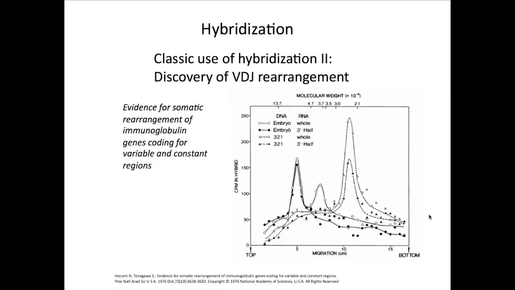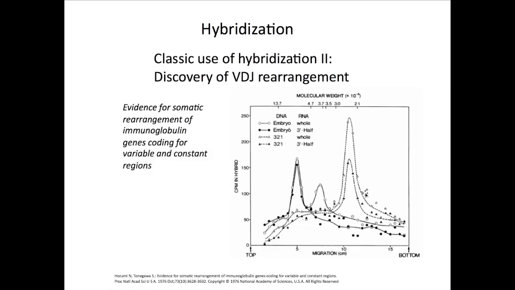And what you'll see here is a graphical representation of the results from running a gel. The high molecular weight or long fragments are up at this end, and the short fragments or low molecular weight things are down here. What Tonegawa and colleagues identified was that if you look at the embryo-derived DNA, there was one peak here, which you identified with both the 3' half of the RNA probe as well as the whole RNA probe. And there was a second peak here, which you only identified with the whole probe.